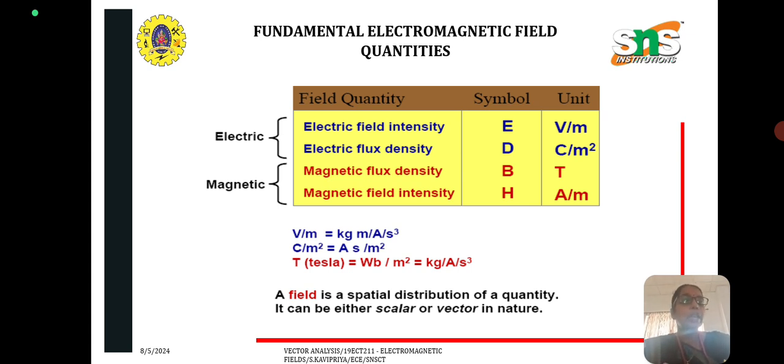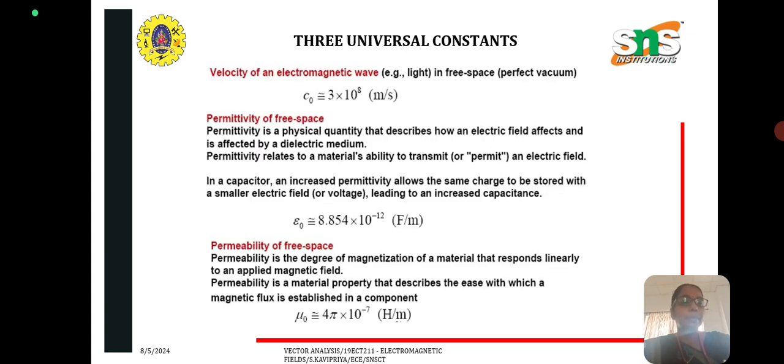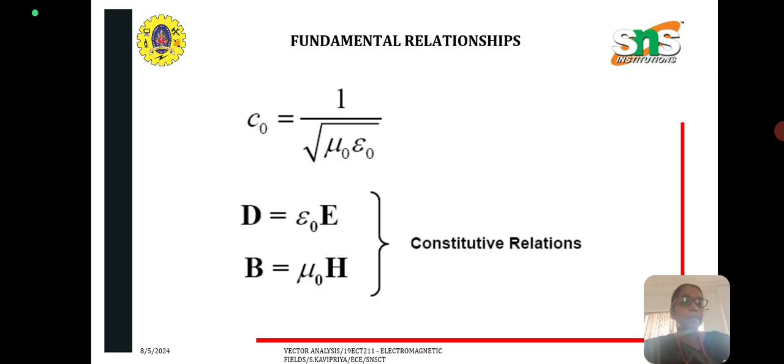A field is a spatial distribution of a quantity. It can be either a vector or scalar. We have three universal constants. The first one is C0, the velocity of light in free space, 3 into 10 power 8 meters per second. Next is epsilon naught, 8.854 into 10 power minus 12 farad per meter, the permittivity of free space. Next is mu naught, 4 pi into 10 power minus 7 Henry per meter, the permeability of free space.